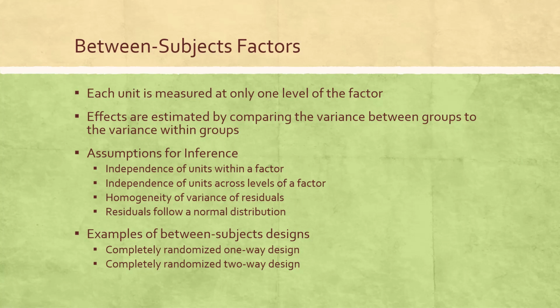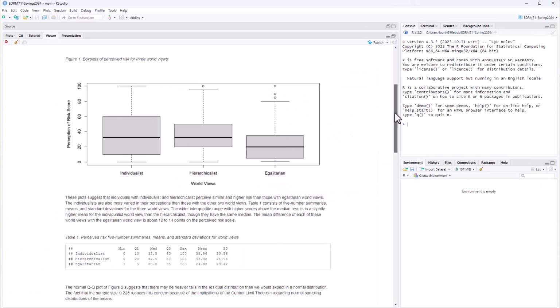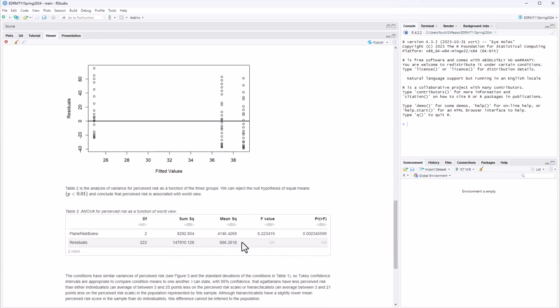You also need homogeneity of variance of our residuals. The reason that's true is because when we go down here to our ANOVA table, we are using a single estimate of the variation within conditions. We have 3 conditions, but if the variation is similar within all of those conditions, then we can pool the data together and get a single estimate, as we're doing here, this particular mean square, of 666, is our single estimate of the variance within conditions.